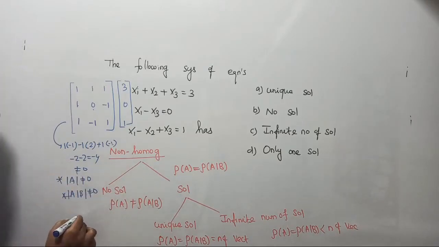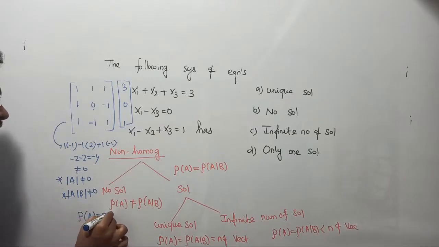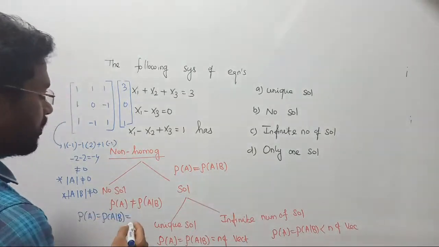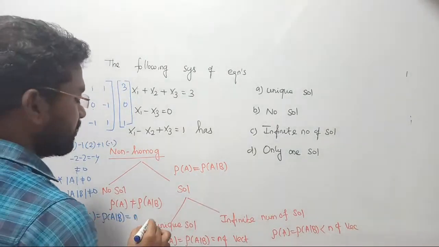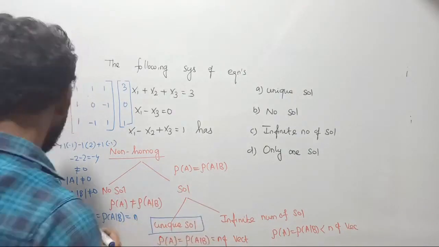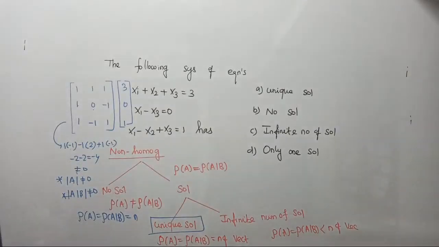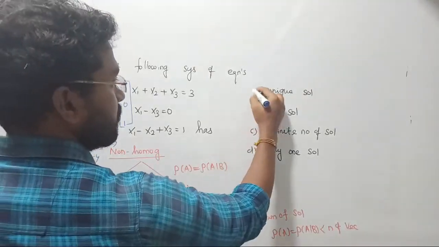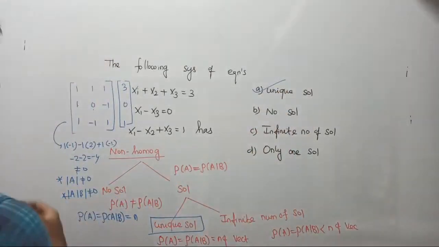Rank of A and rank of AB are going to be equal to 3. We can write that rank of A and rank of AB are equal to 3, or I can say that is equal to the number of unknown variables. So the given system is going to have a unique solution. How many of you had posted your answer? Option A, yes. Your given system is going to provide a unique solution. Good. Let's proceed with the next question.